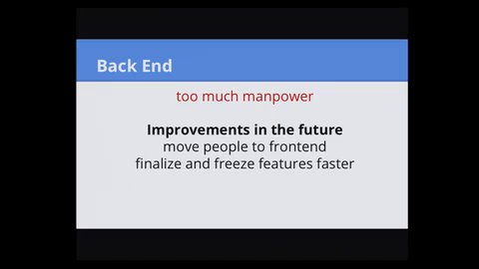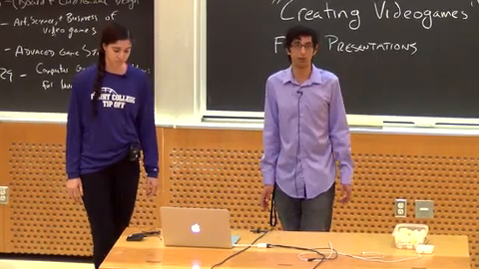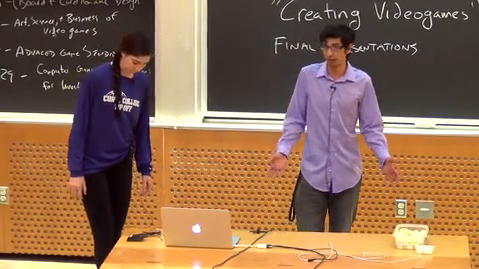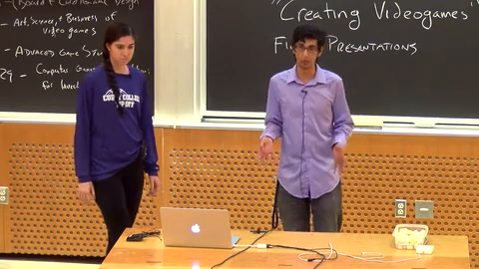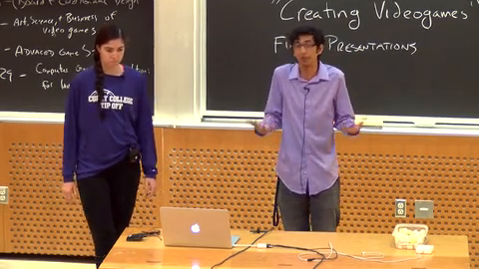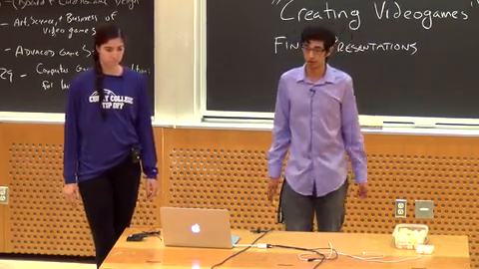On the other hand, the back end, it seemed, had too much manpower. This manifested itself as a problem on the front end, where sometimes we felt like we didn't have enough people. We could have had fewer people working on the back end, which would have made sure that it was a small unified code base, and we could quickly finalize the back end and just move on.